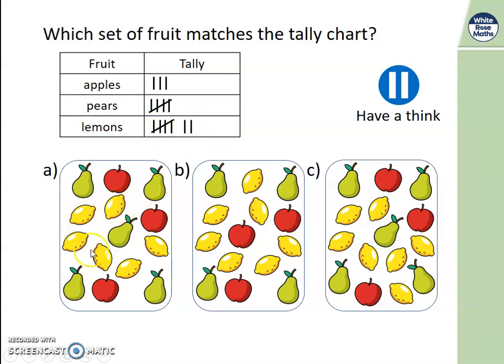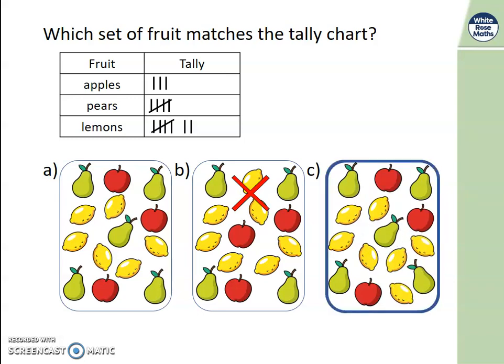1, 2, 3, 4, 5, 6. That's only got 6. Let's check this one. 1, 2, 3, 4, 5, 6, 7. So it must be C. We go through. There we go, they're just counting just what we did, and it is C.